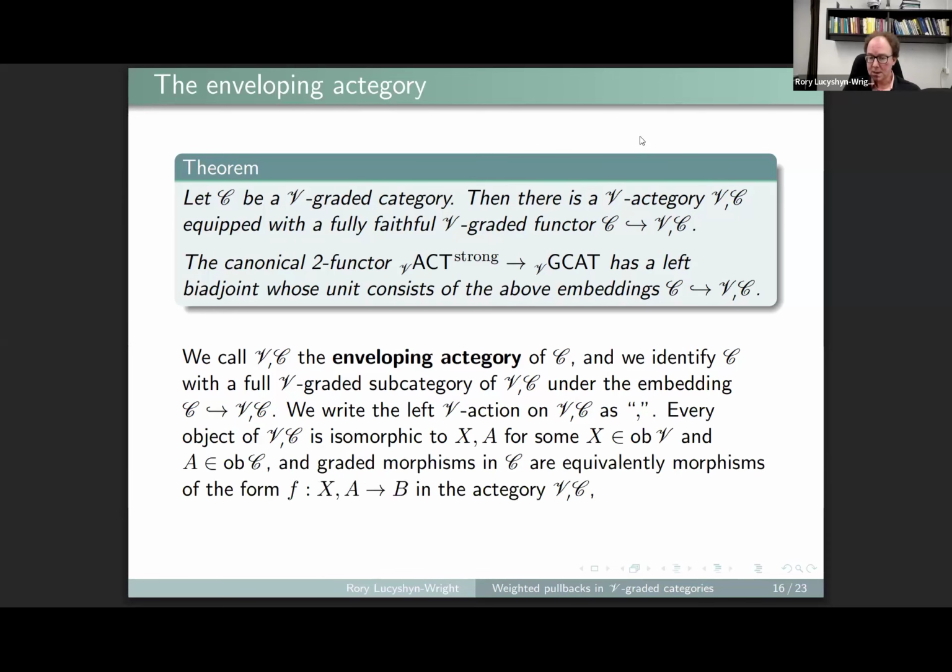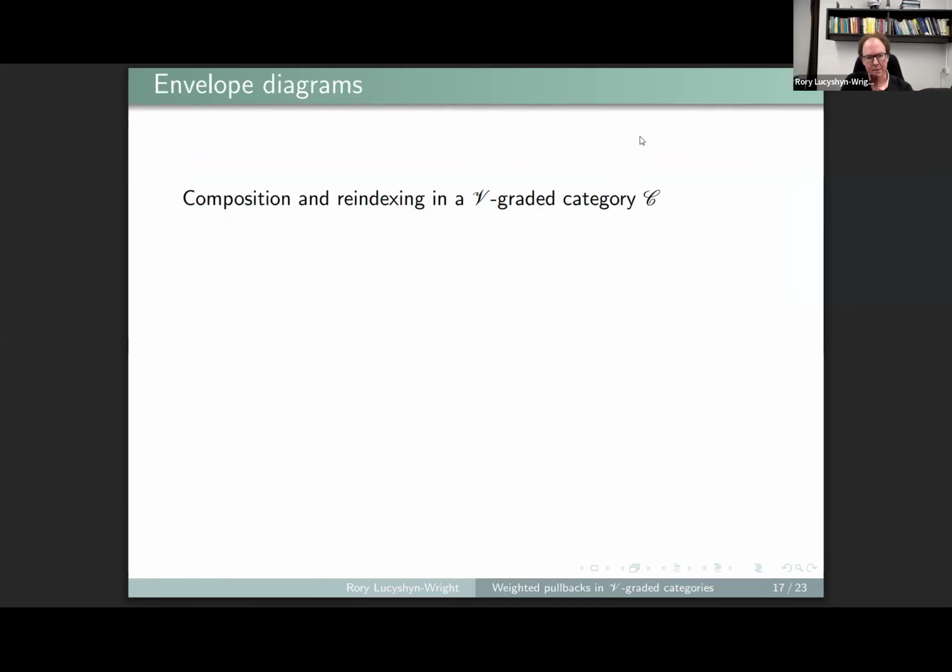And then graded morphisms in C, which we already had a notation for, are equivalently given by morphisms of this form, F from X comma A to B in the larger actegory, where now we're writing X comma A as the result of applying the action in this larger actegory. So these two points of view and notations line up and are consistent with each other. We've embedded each V-graded category C into a larger actegory, and we can therefore work in this larger actegory. And this is useful because we can now use diagrams in that larger actegory, which I call envelope diagrams.